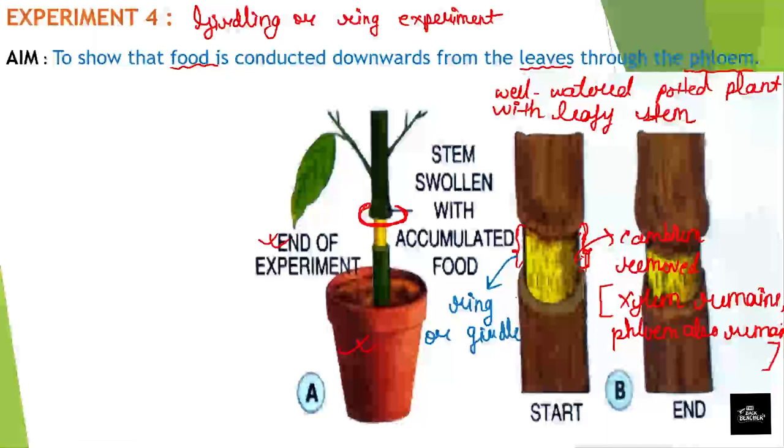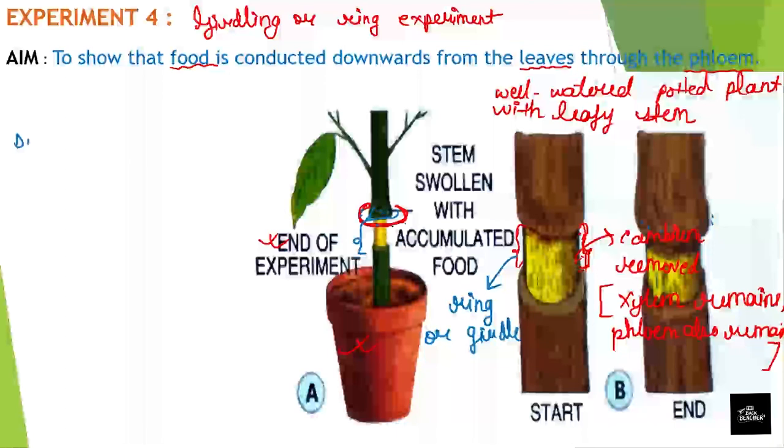So above the girdle, after a few hours or few days, we are going to observe a swollen part like this. Why is the swollen part here? The swollen part shows that food was about to be transferred to the lower part, but on its way it was stopped. Why? Because the cambium is missing in this portion. Hence, all the food that the leaves were sending to the downward parts of the plant is accumulated in this region.